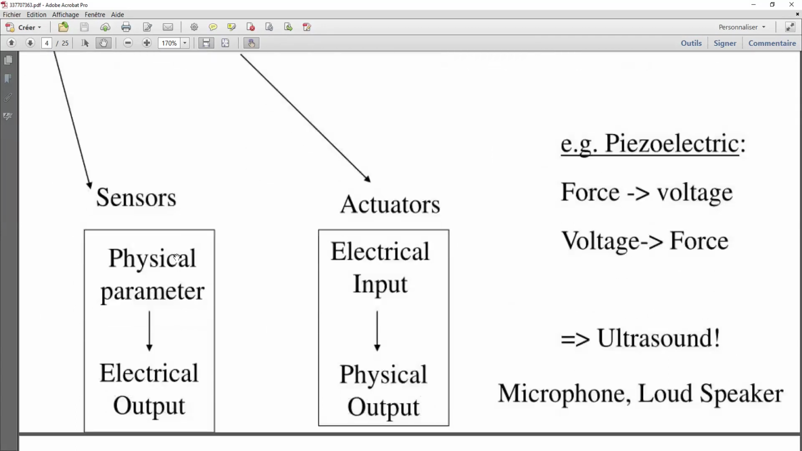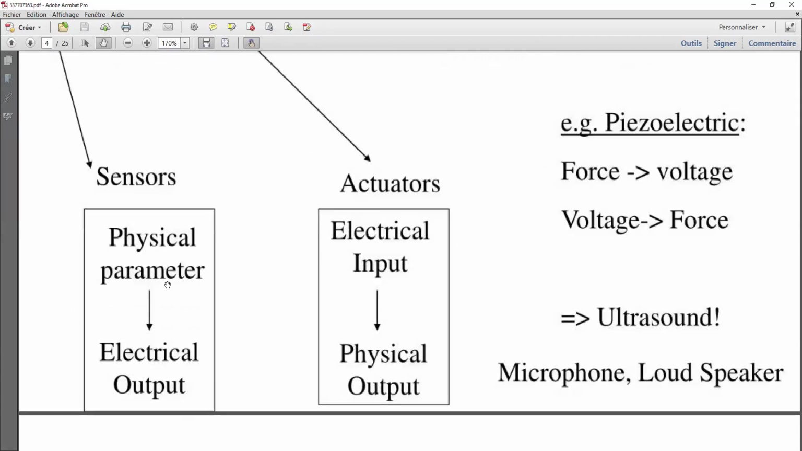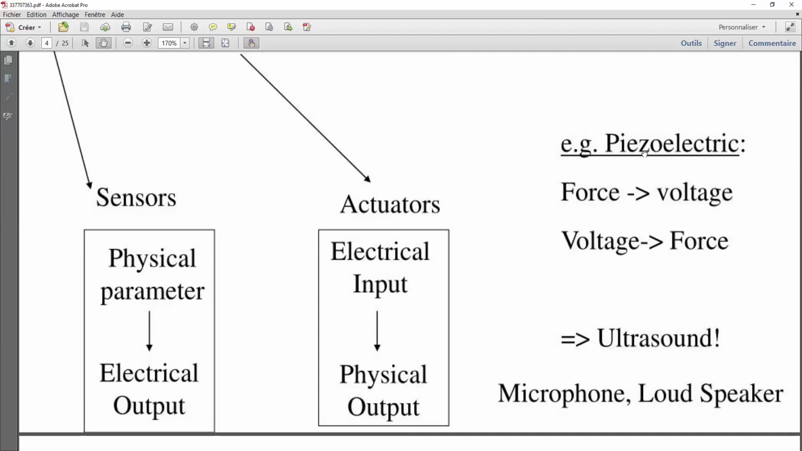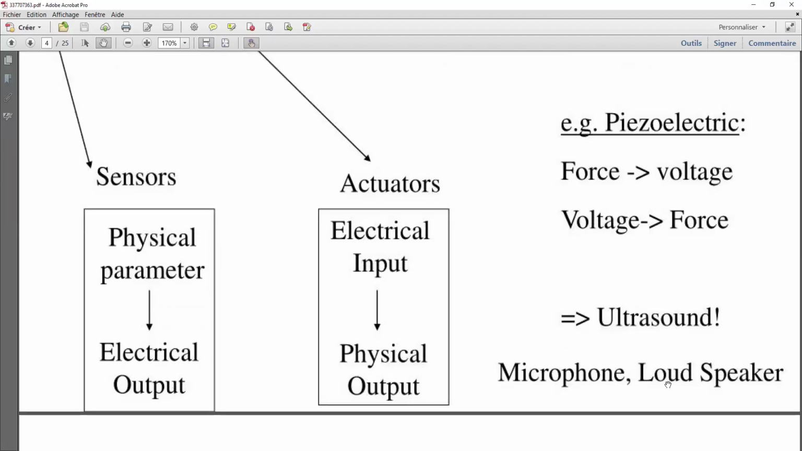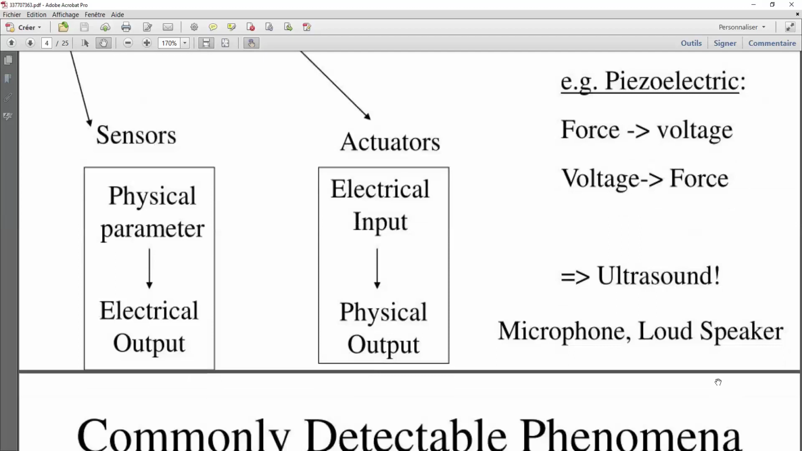For example, for the sensor, we have a physical parameter and an electrical output. For the actuators, the input is electrical and the output is physical. Example, piezoelectric: we convert force to voltage and voltage to force. For ultrasound, we have the microphone and the loudspeaker.